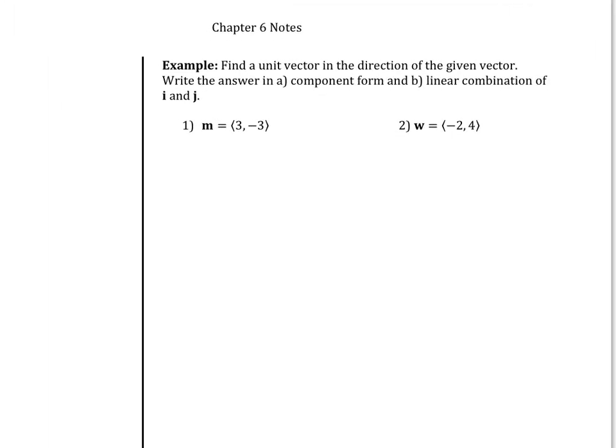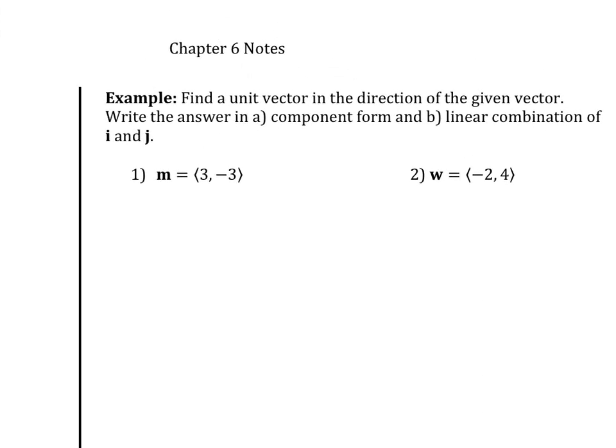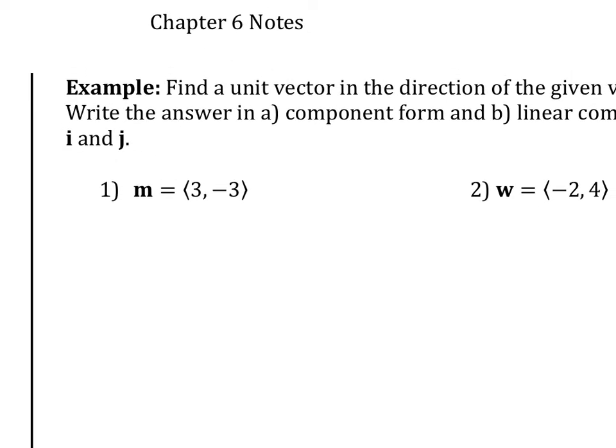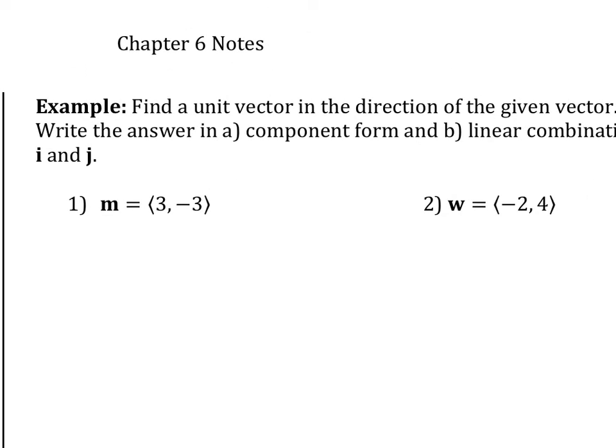All right, let's have you try it. Find a vector in the direction of the given vector. First, write the answer in component form, and second, write the answer as a linear combination of i and j. Okay, I think I'll just show you how to do one, and then you can do the other one. So find a unit vector in the direction given by the vector. The direction given by the vector is in the -3 direction. Now they want the unit vector going in this direction. That means take this vector and divide by its magnitude.